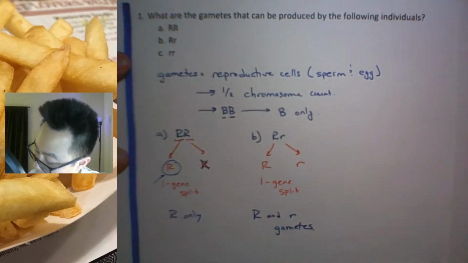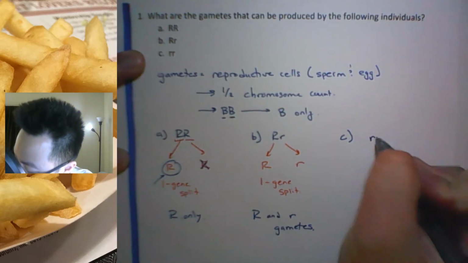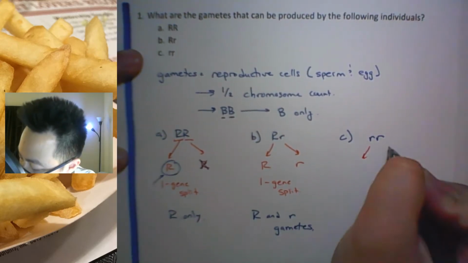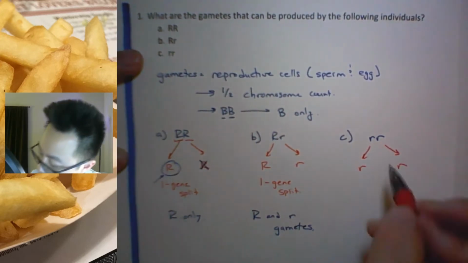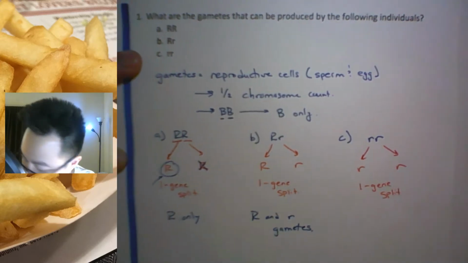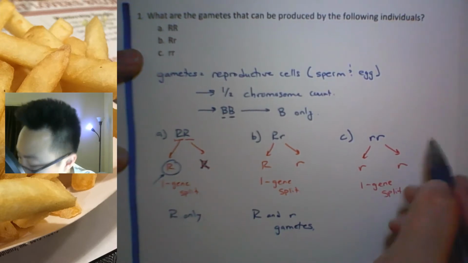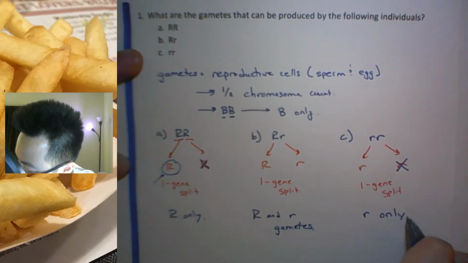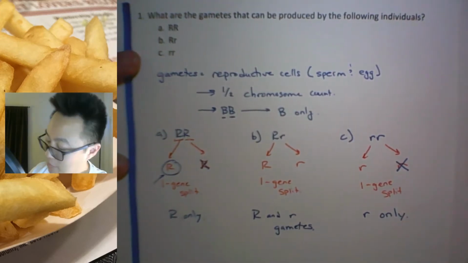All right. And then part C, we have here little r. Again, to determine the gametes, I do the one gene split. The secret step here is, are there any duplicates? And there appears to be one. We have 2 little r's. We don't need them both. Cross them out. So therefore it's little r only. All right. Hopefully you find that helpful.